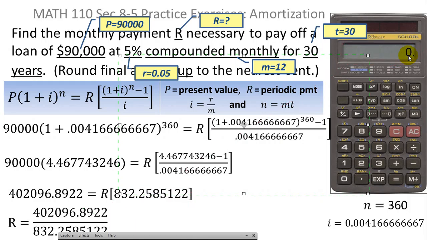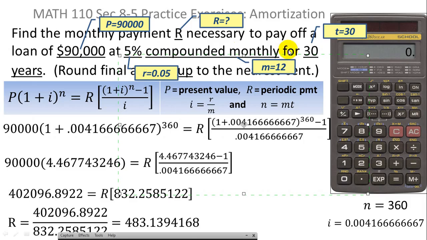Again, I want to show all my steps. So the last thing I want to do after I plug in that 832.2585122 is to solve for R. I divide both sides by the 832.2585122. And so I indicate that there. And I know you can do that in your calculator. When you do that, you will end up with 483.1394168. The problem said to round it up to the nearest cent.